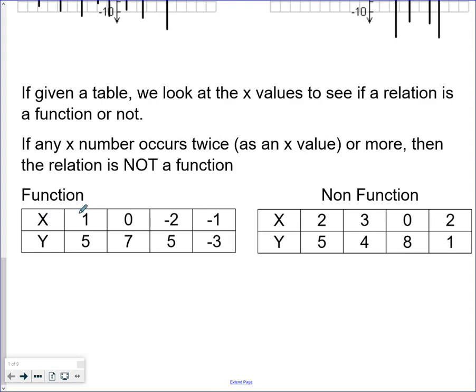So for example, in this case, I have 1, 0, -2, -1. Each input happens only once, so I'm good. This is a function. Each x happens only once.